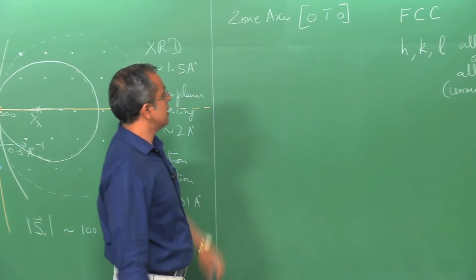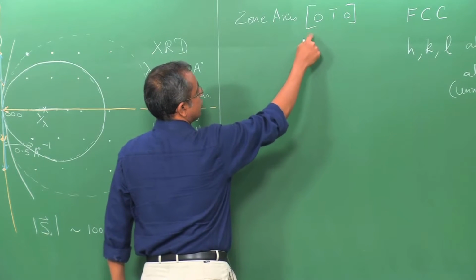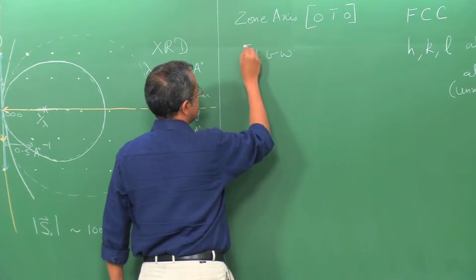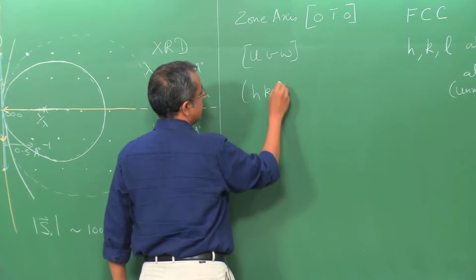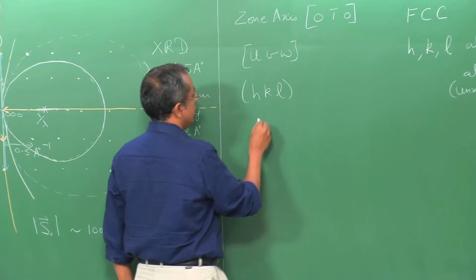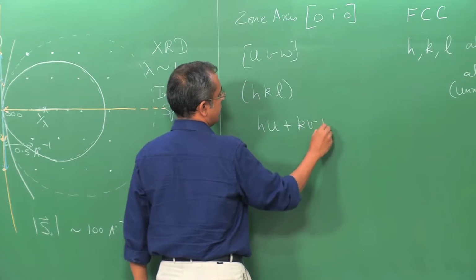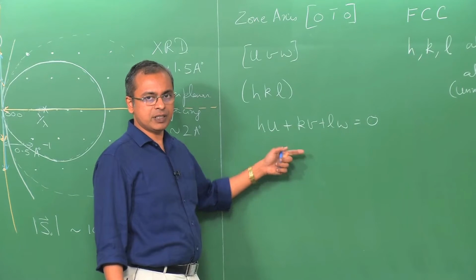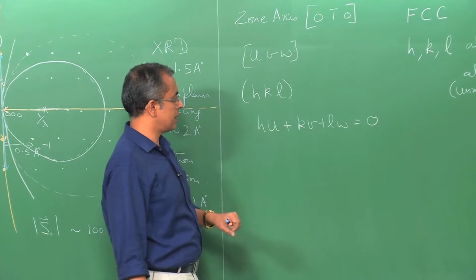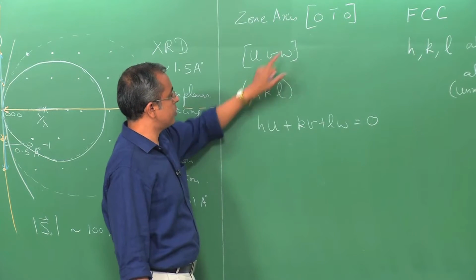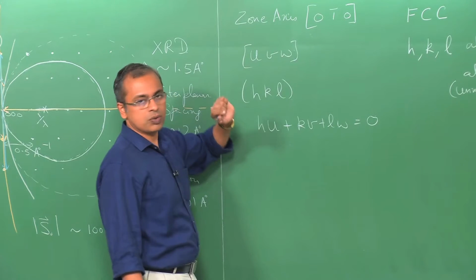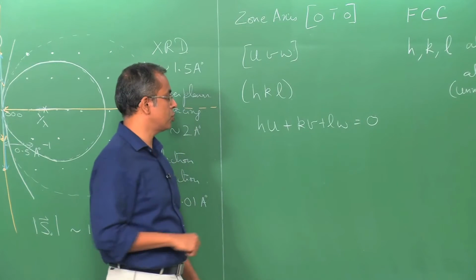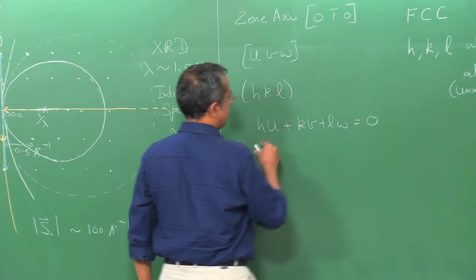So, this is the zone axis. The zone axis we will designate as UVW. Any plane HKL belongs to this zone if HU plus KV plus LW equals 0. We will not derive this here, we will simply accept this. There are derivations available, you can look it up, but it is a straightforward relationship. So, if HU plus KV plus LW equals 0, then that HKL plane belongs to this zone. This axis actually falls on that plane, like you saw for those two planes earlier.